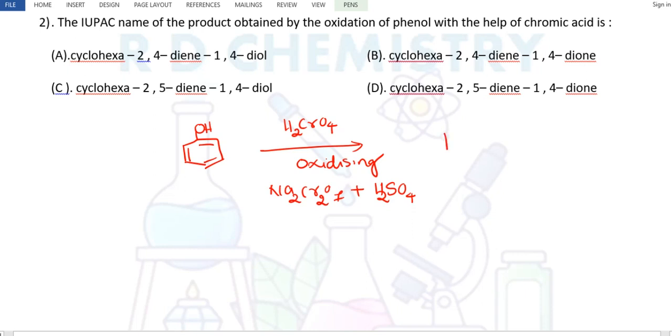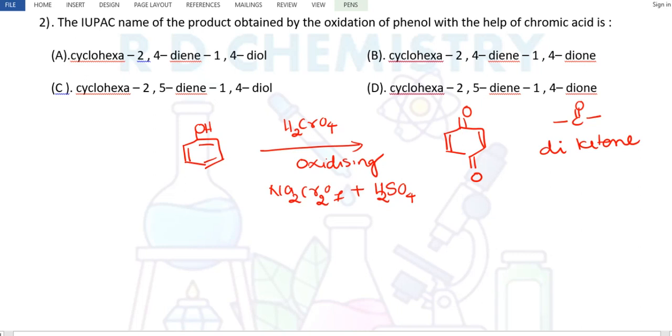Therefore, the phenol now gives the compound. Here it is a C double bond O, here it is a C double bond O. Then to satisfy the valencies, I have got double bonds. So there is a conjugation, double bond, single bond, double bond, single bond. Now we can identify the functional group present. Functional group is a ketone. How many ketones are there? 2 ketone. So there is a diketone.